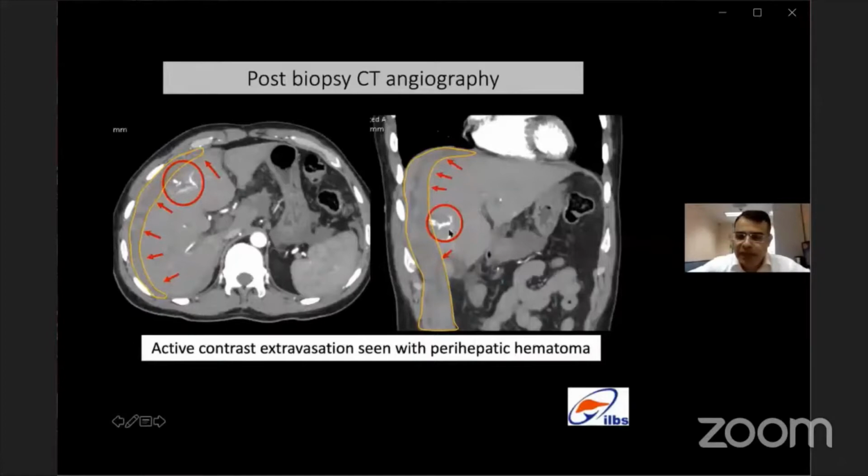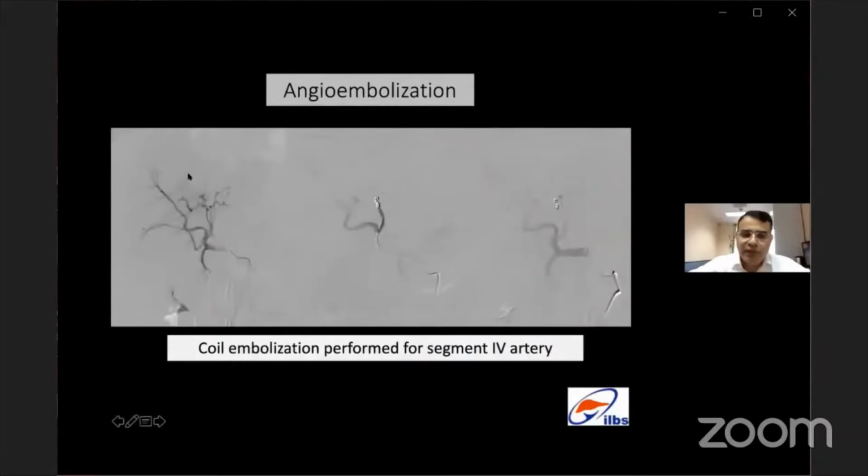Again, in the coronal reformatted image, you will see this active contrast leak. This is the liver surface, and this is the hematoma which is gradually growing in size. So this patient presented with pain. We picked it up early on ultrasound. We did a CT scan, and thereafter the patient was taken up for embolization.